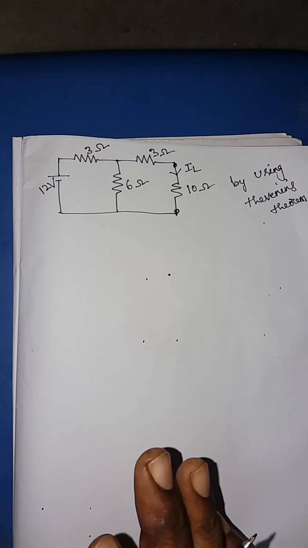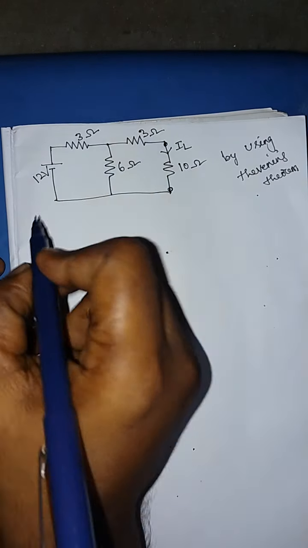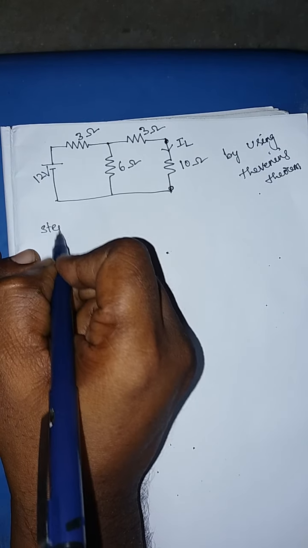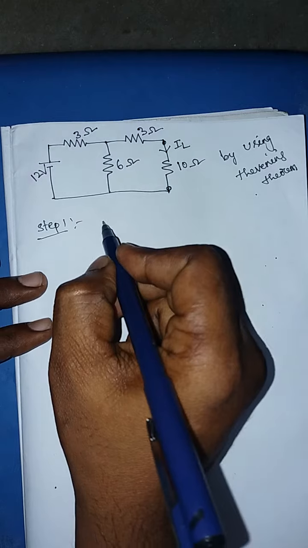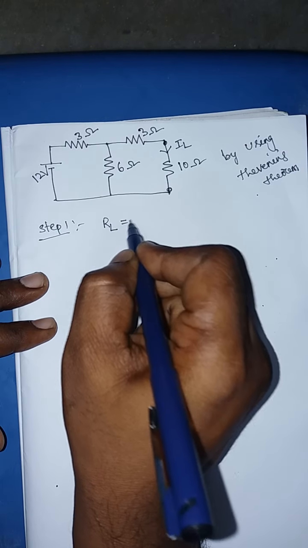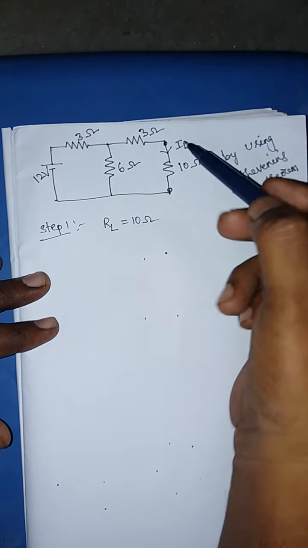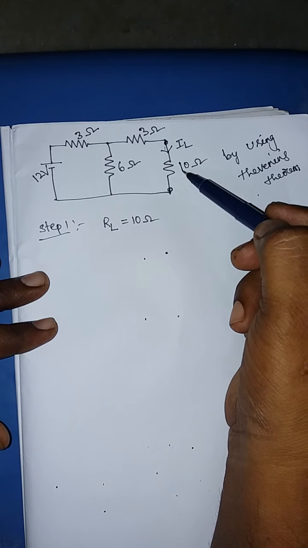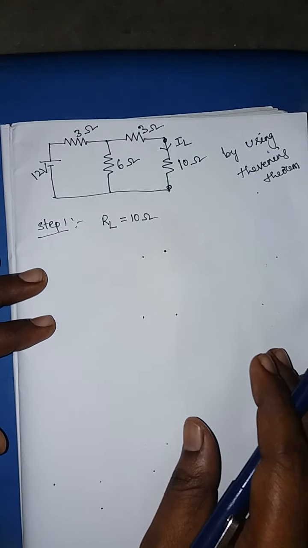So this is very simple. I will give the solution of the problem in a step-by-step procedure. If you follow this, you will be able to solve any network. Yes. The first step is, we have to identify which is the load resistance here. Wherever we have to find the current, that resistance itself is the load resistance. Hence here RL is equal to 10 ohms, because we have to find the current flowing through 10 ohms only. Therefore RL is equal to 10 ohms.